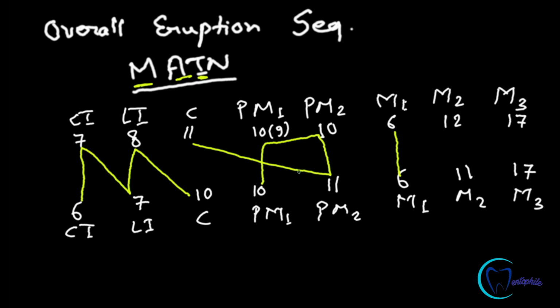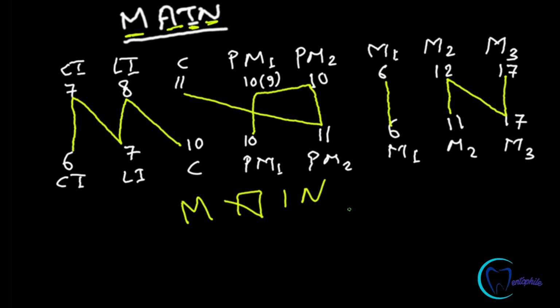So this has the same shape as the A, and for N, we start with the second molar in the mandible, then the maxillary second molar, the mandibular third molar, and the maxillary third molar. So we can see the word MAIN. So this was about the overall eruption sequence. So in this way, we can memorize the eruption sequence. By this method, we can not only know the sequence of eruption, if we remember the age of eruption of 4 teeth, we can easily guess the eruptions of the remaining teeth.